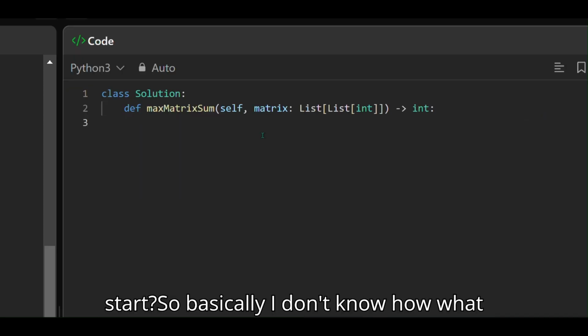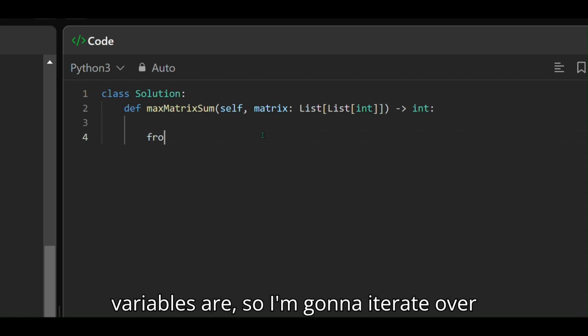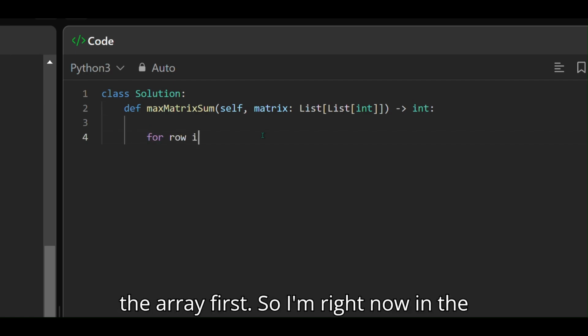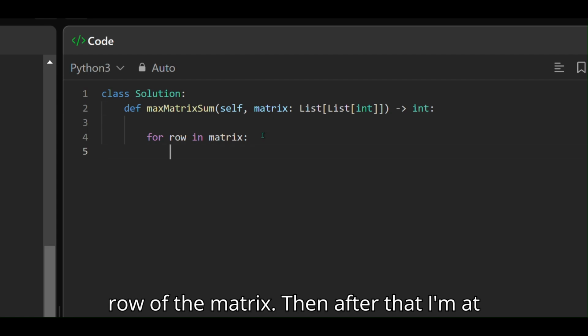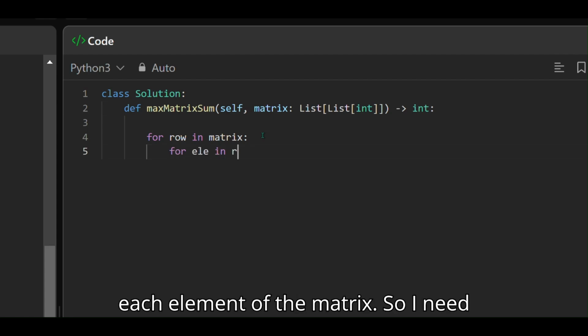So how are we going to start? Basically, I'm going to iterate over the array first. So I'm right now in a row of the matrix. Then after that, I'm at each element of the matrix.